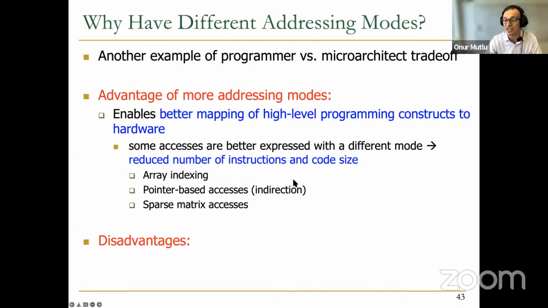Pointer-based addresses, indirection actually enables that, because when you do pointer-based accesses, you go to a memory location and you take that memory location and you use that as an address of another memory location, right? Now you have indirection, right? And if your hardware supports this indirection, supports these pointer-based accesses, then you can map the software more easily to the hardware. You can use fewer instructions and smaller code size.